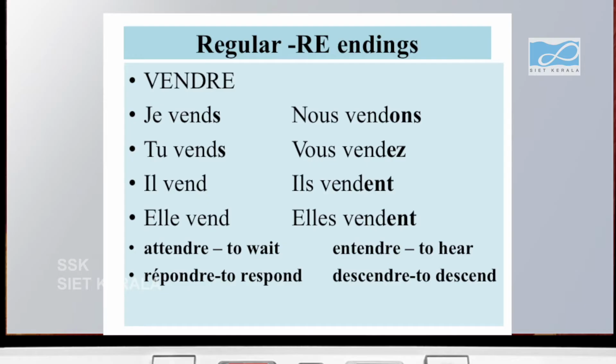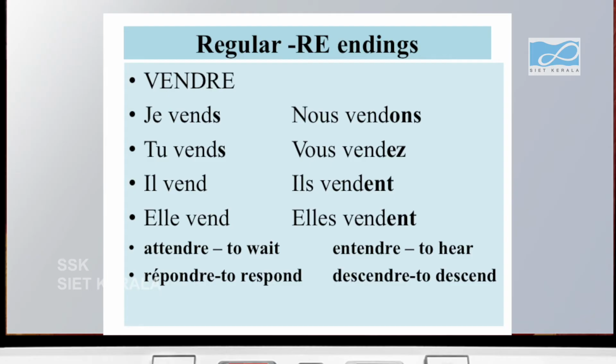We have a few similar verbs which follow the regular rule. So you get attendre, to wait. The word attendre begins with a vowel, so how do you conjugate? You have to write j'attends and it goes like that. Tu attends, then il attend. With nous you get attendons, vous attendez and ils attendent.